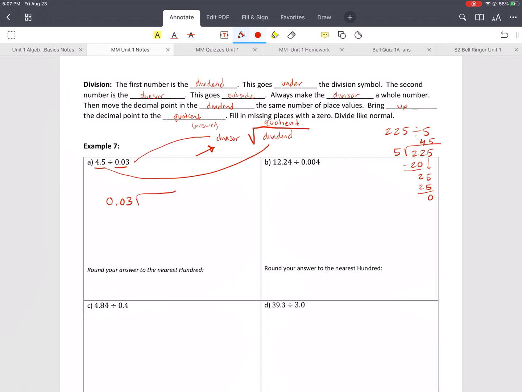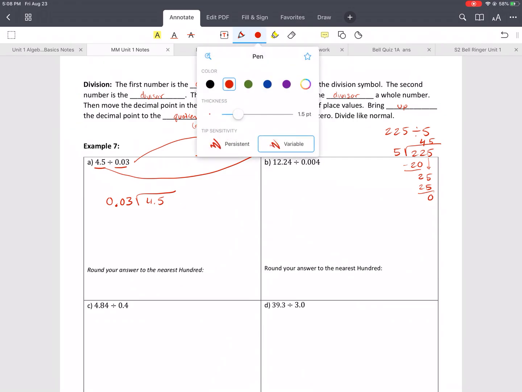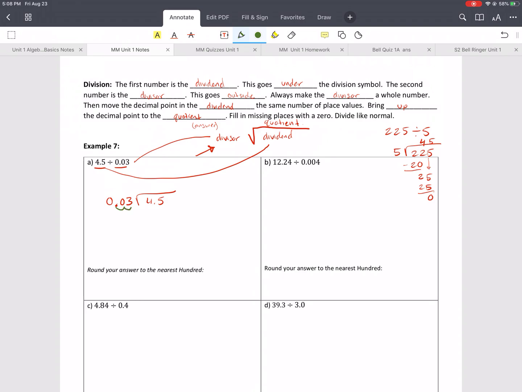We would do 0.03 into 4.5, okay? And the trick is that whenever we look at our divisor, which is 0.03, we move it over so that it becomes just a plain whole number 3. But if we do that, we need to move the decimal in the dividend this way as well. So what we're doing now is 3 into 450. Okay, and you'll get the same answer, and it makes it a lot easier.